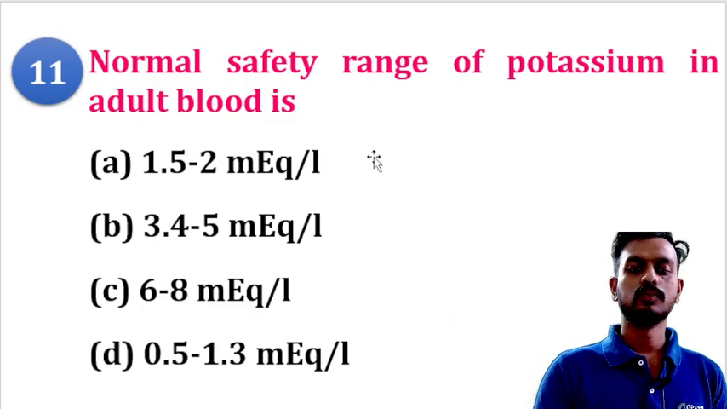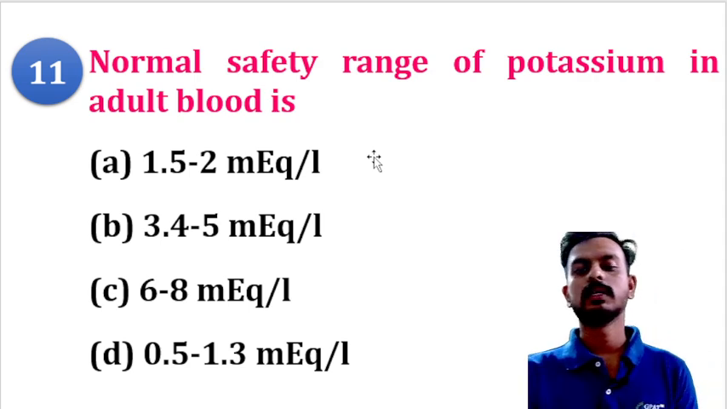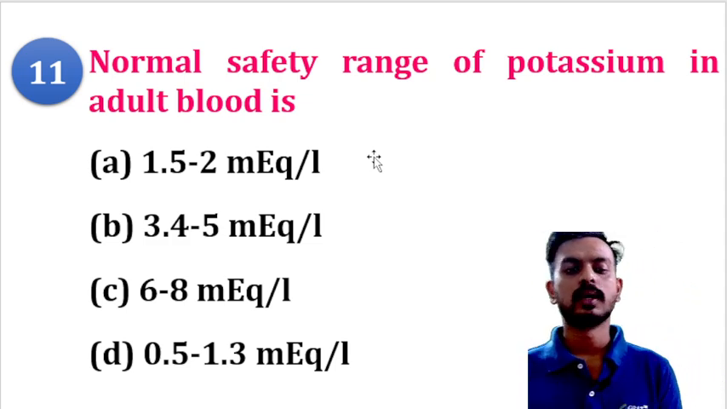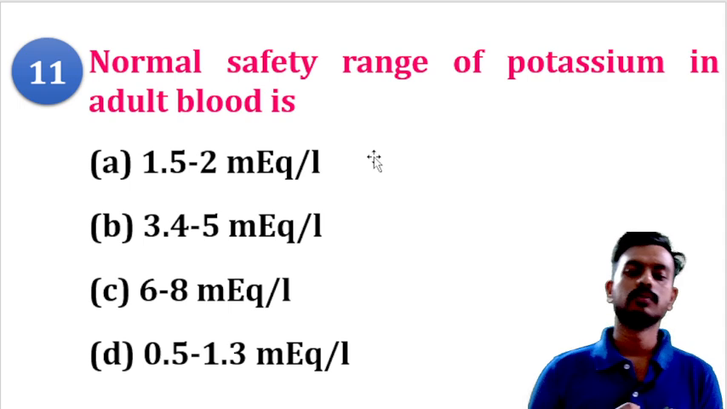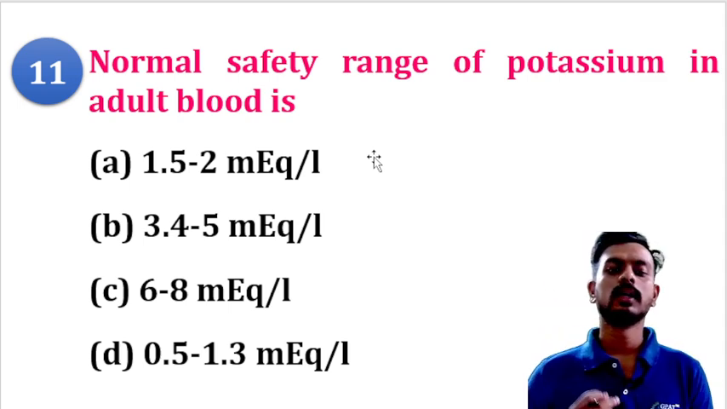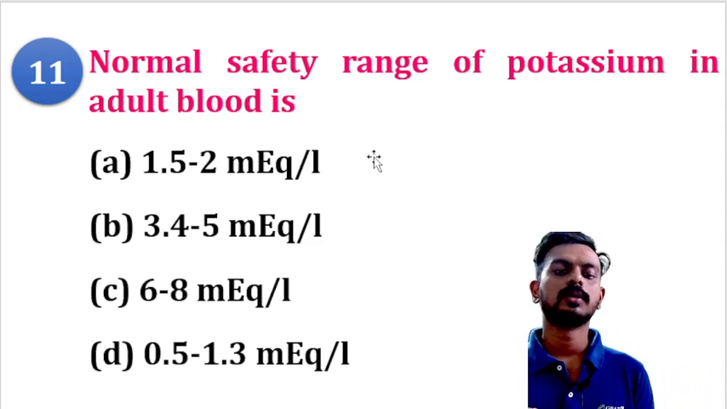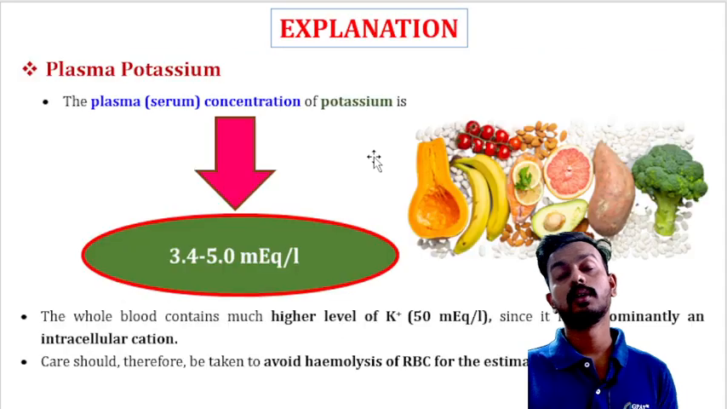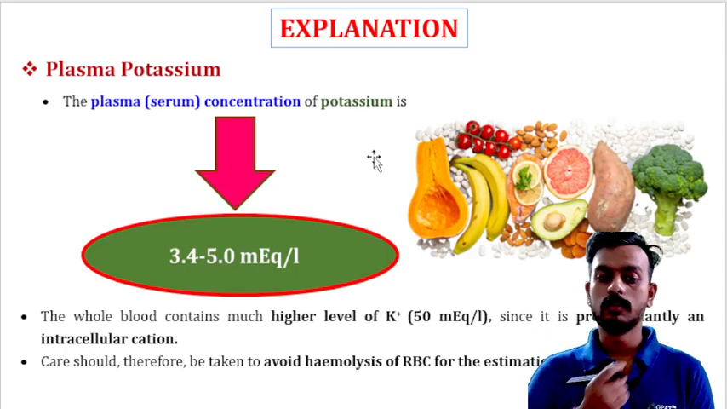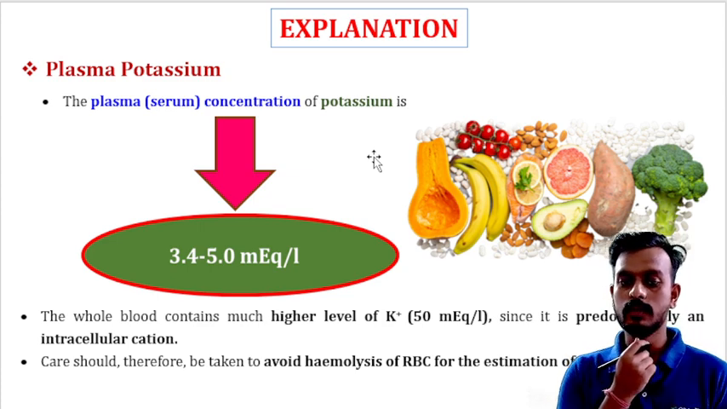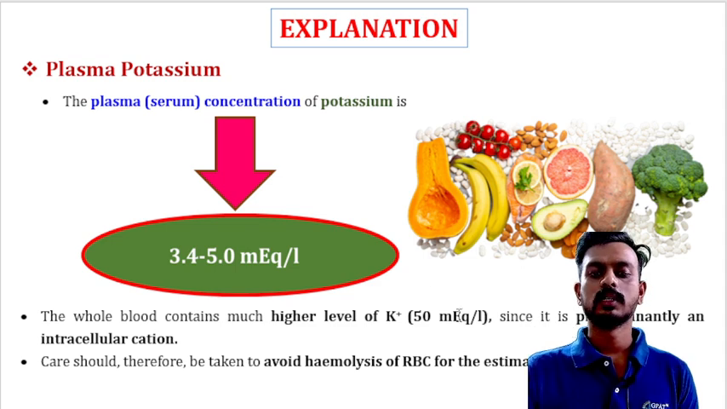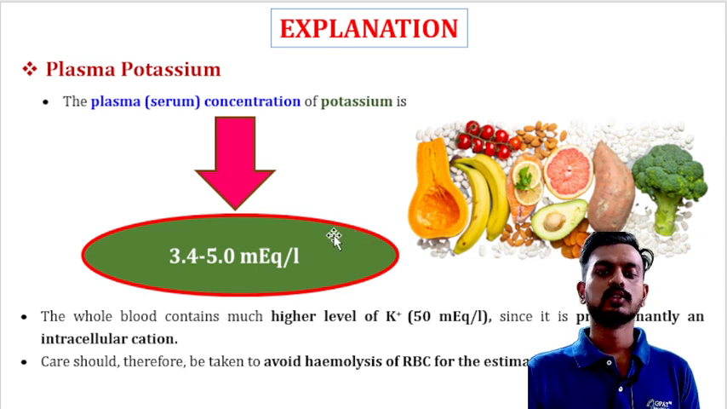So moving to the next question: what is the normal healthy range of potassium in adult blood? Is it 1.5 to 2 milliequivalent per liter, 3.4 to 5 milliequivalent per liter, 6 to 8 milliequivalent per liter, or 0.5 to 1.3 milliequivalent per liter? The correct answer is 3.4 to 5 milliequivalent per liter. Potassium is the major ion responsible for different physiological conditions. The normal level should be 3.4 to 5, and a higher level of potassium can lead to hyperkalemia. Banana is a rich source of potassium.